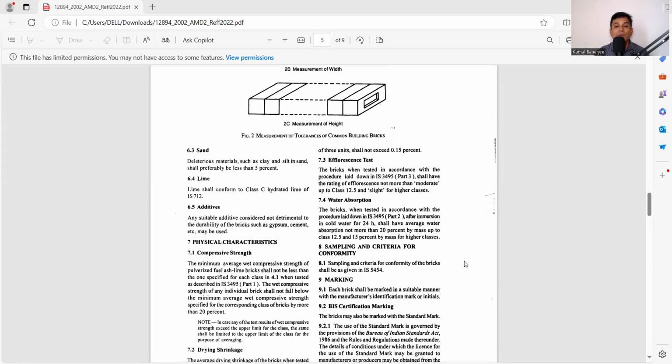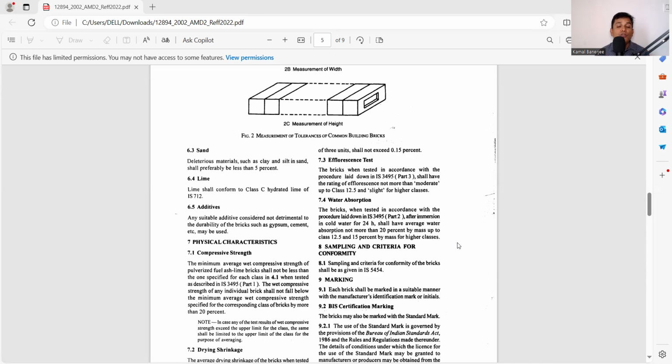Now water absorption, it is very important that water absorption testing is carried out. If the water absorption capacity is high, the bricks will absorb the water from the mortar, and the mortar will not get the water required for the reaction. Then the mortar will be loose and proper bonding will not happen. So the bricks, when tested in accordance with the procedure laid down in IS 3499 part 2, after immersion in cold water for 24 hours, shall have an average water absorption not more than 12.5% by mass up to class 12.5 and 15% for higher classes.